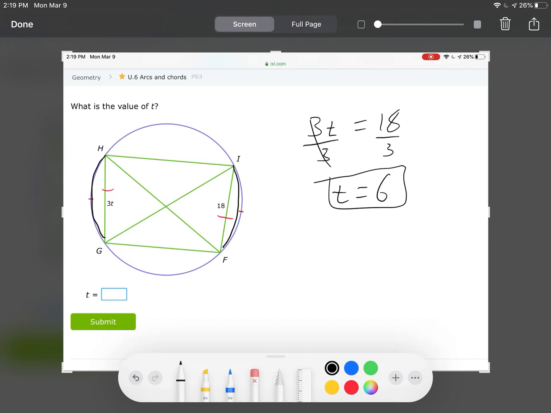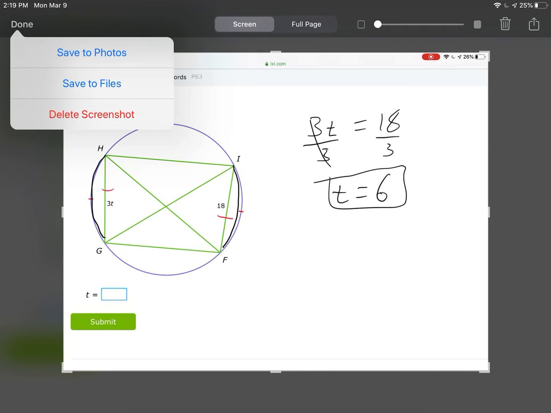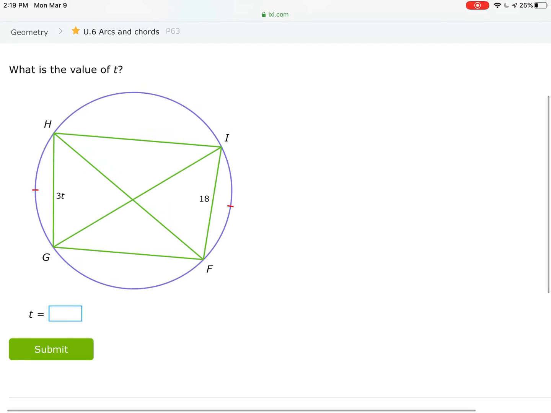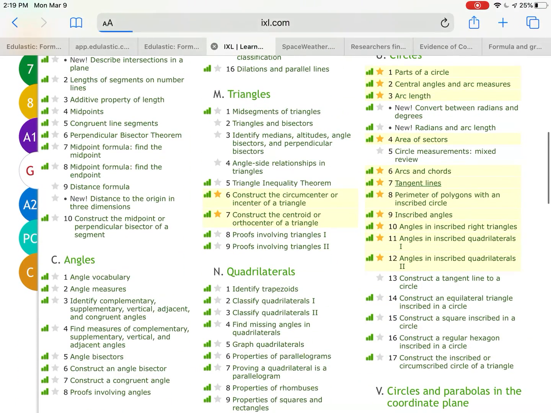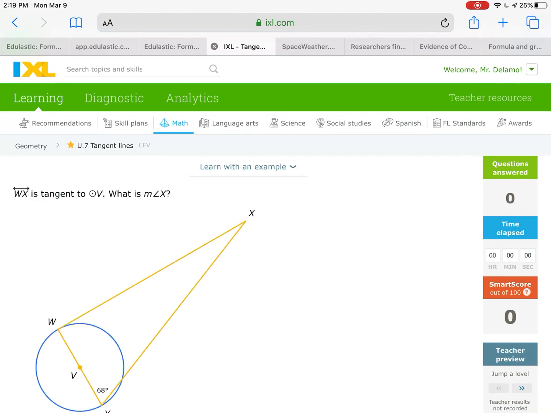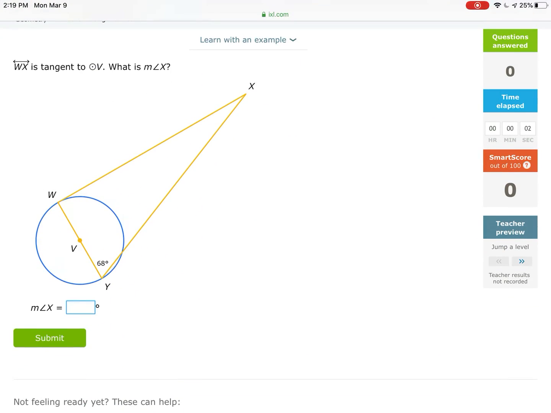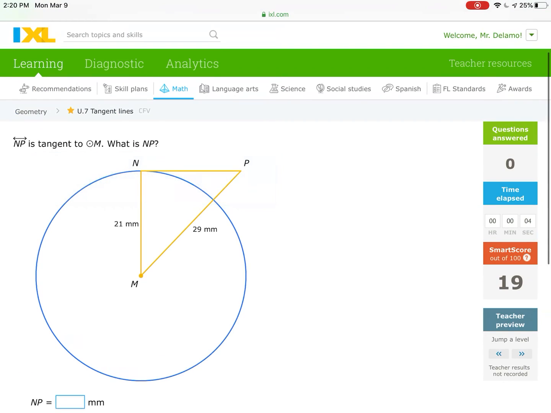This equation wasn't that tough. So if you get a tougher one, just stay tuned to the next sections where there's going to be tougher equations that I'll be solving, in case you forgot how to solve harder equations. But that's the gist of U6. So let's go on to U7, which is tangent lines. Okay, let's jump ahead to past 60.